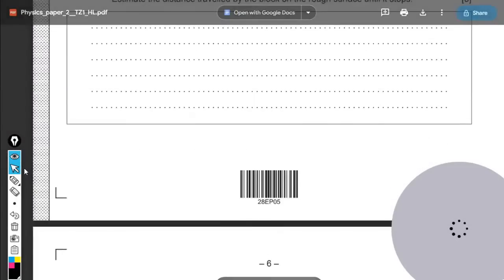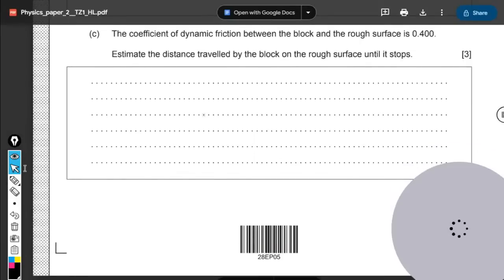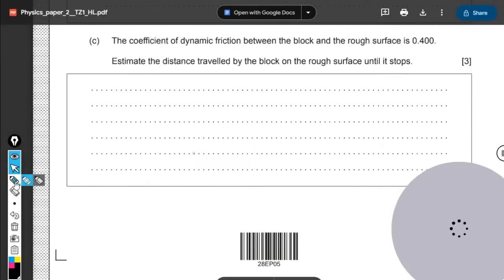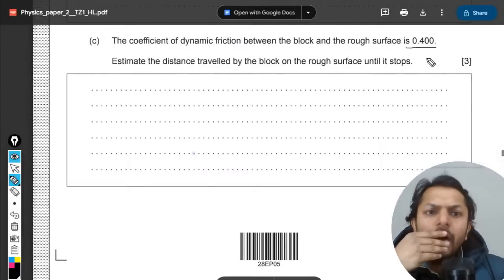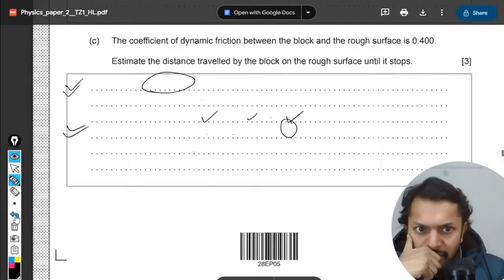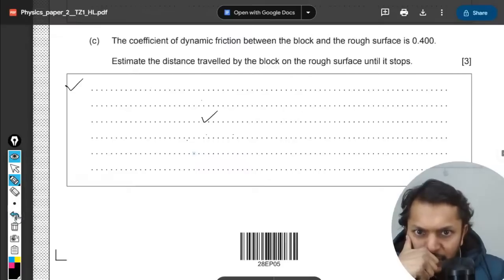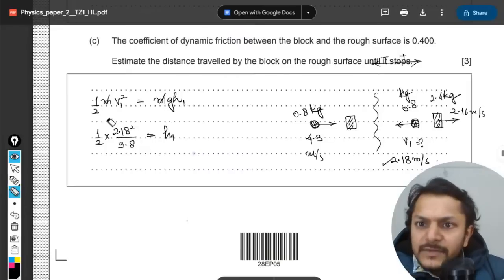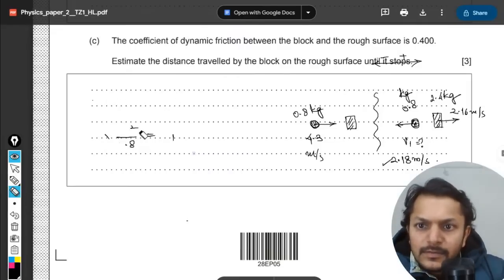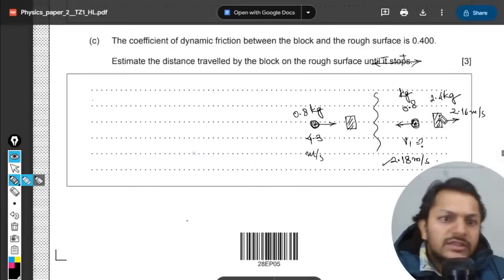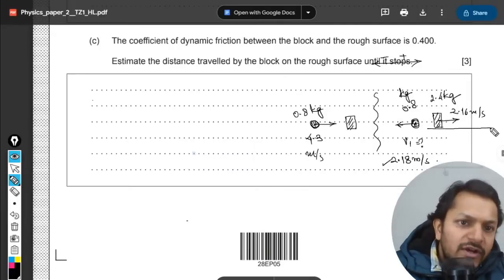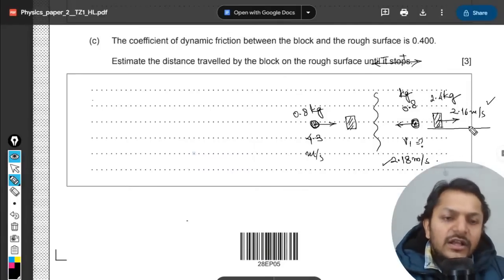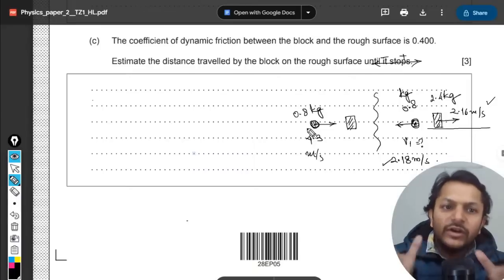Okay, yes, this will be the last part. Coefficient of dynamic friction between the block and the rough surface is 0.4. Estimate the distance traveled by the block on the rough surface. Okay, so what was the data that we were earlier having? Yes, now you see. The block is now having a velocity of 2.16. So again, I'm keeping myself to work energy only.